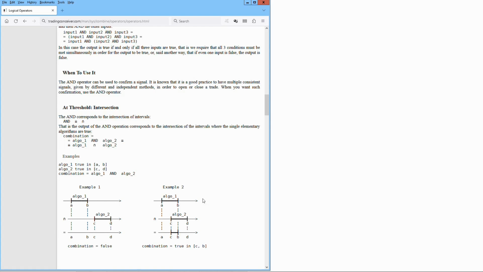Here we propose two examples. In both, algo 1 is true in the interval AB and algo 2 is true in the interval CD. In the first example, the intersection of the intervals is the empty set. So the combination, that is, the algo 1 AND algo 2 operation, is false. In the second example, the intersection is equal to the interval CB. So the combination, that is, algo 1 AND algo 2, is true in the interval CB.